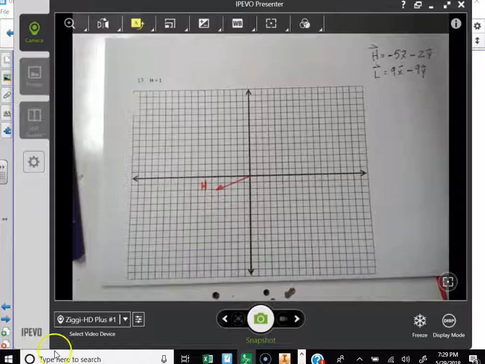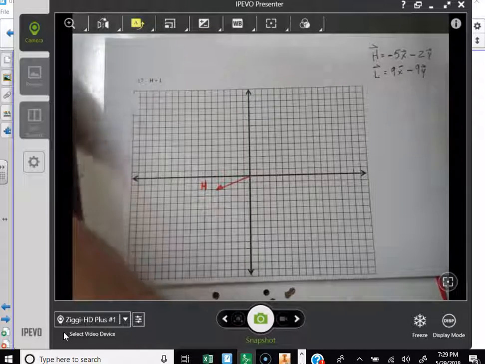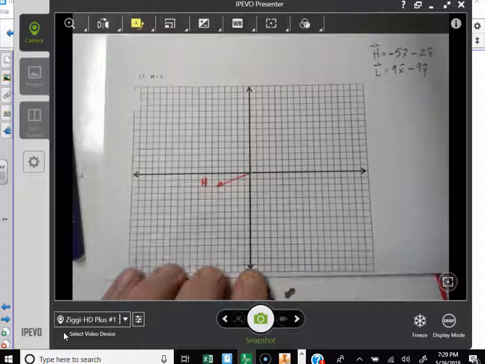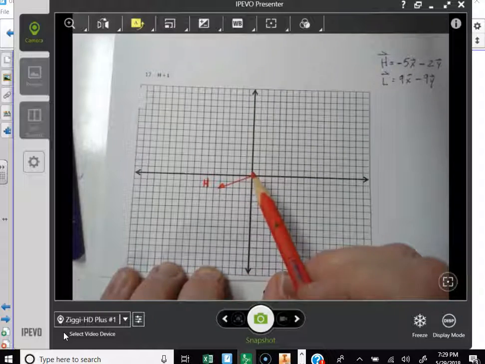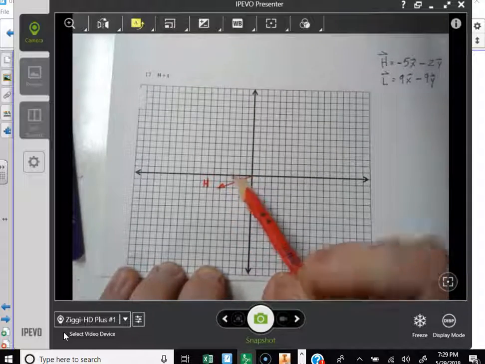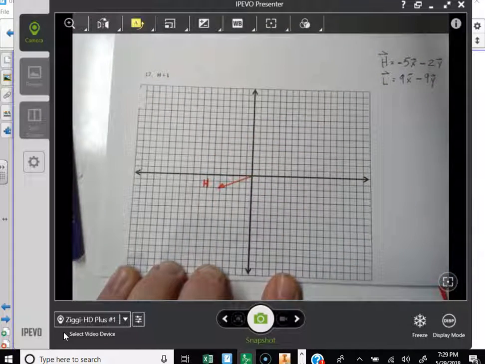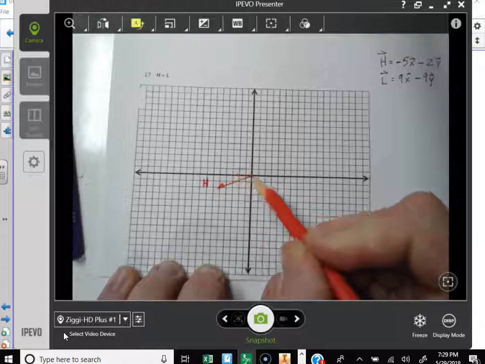So we're going to revisit adding two vectors graphically to help us understand why it's so important, why we use components to combine two vectors, and how easy it really is. So if you recall, we're going to add vector h and l. And h, you have your packet in front of you, goes down to here.